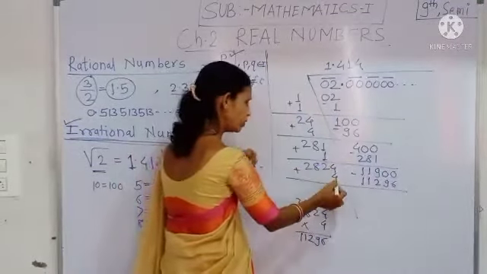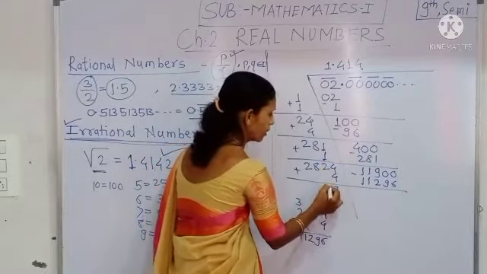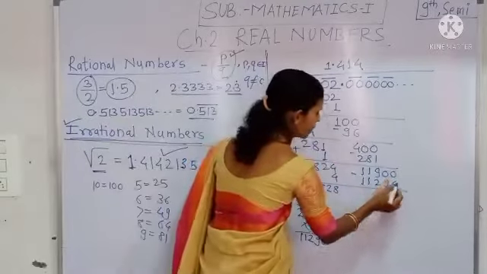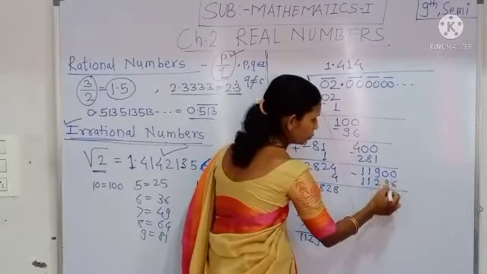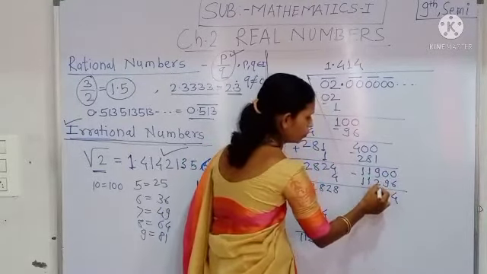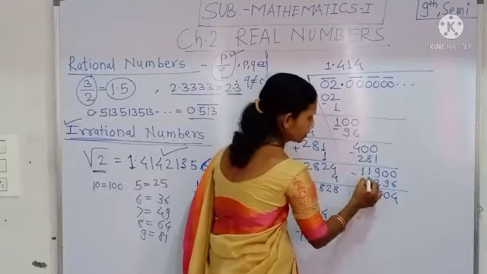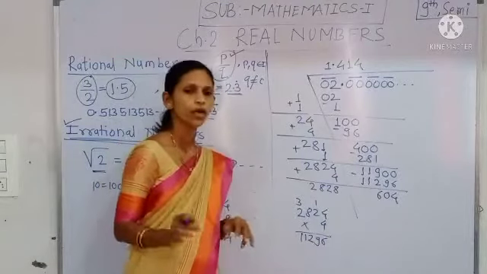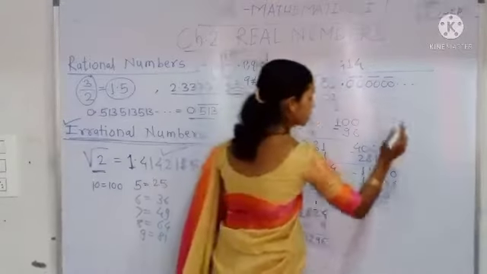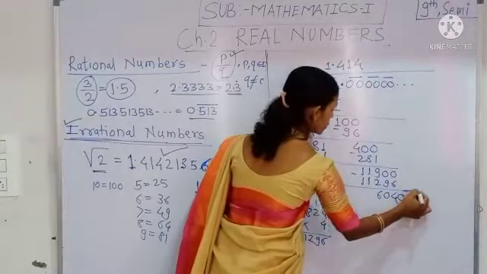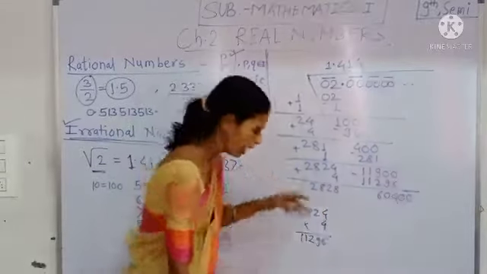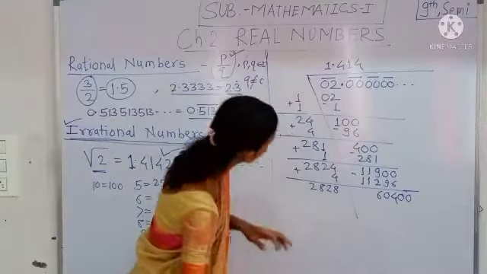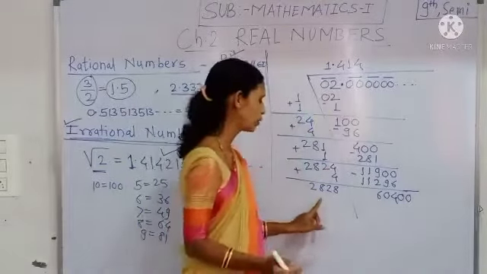And here we have to do the addition. 8, 2, 8, 2. And here the subtraction, we get 4, 0, here 6. That means 604. Then again we have to take the next 2-digit number, that is 00. And similarly we can calculate the square root of that 2.